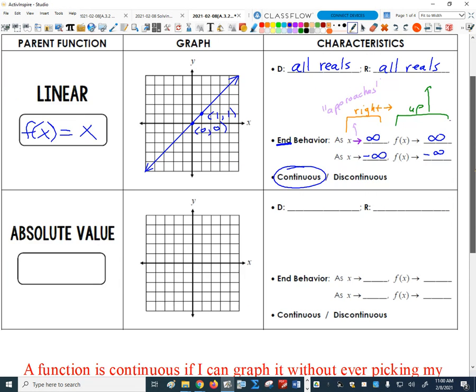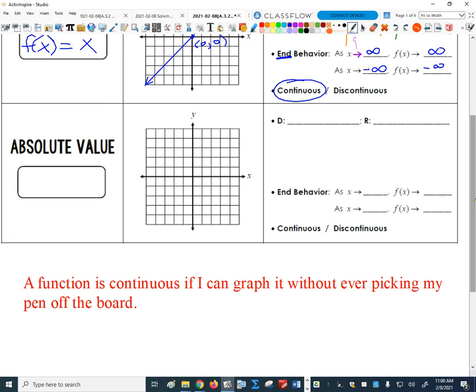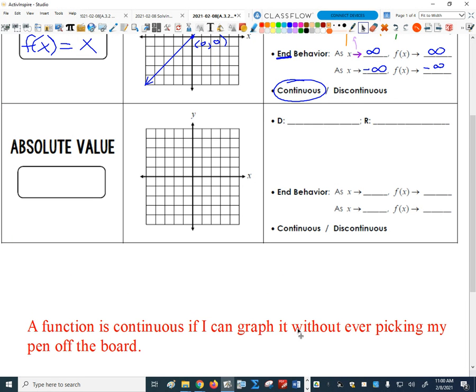Okay, that was a pretty boring one. Let's pick some more exciting ones. Let's pick something like, I'm going to move this down just a little bit. Let's pick something like an absolute value function. So our most basic absolute value function, our parent absolute value function, is just the absolute value of x.